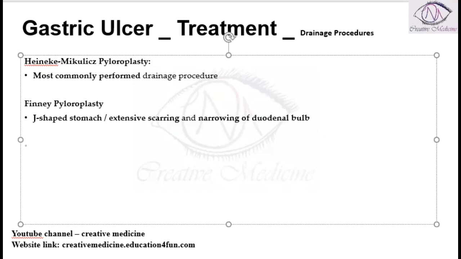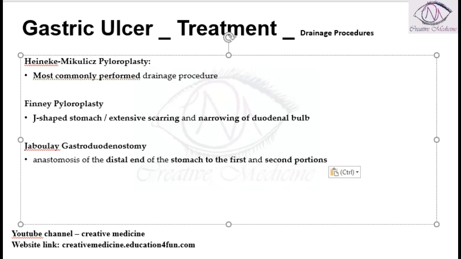Then we can also have one more type of gastroduodenostomy, which is called Jaboulay's gastroduodenostomy. This Jaboulay's gastroduodenostomy mainly involves the anastomosis of the distal end of the stomach with the first and second parts of the duodenum. Here we will anastomose the distal end of the stomach with the first and second part of the duodenum.